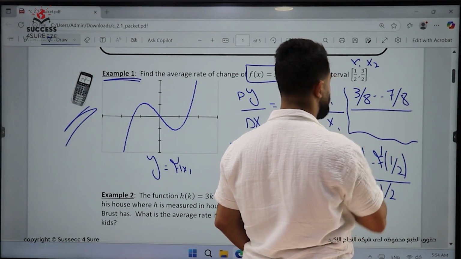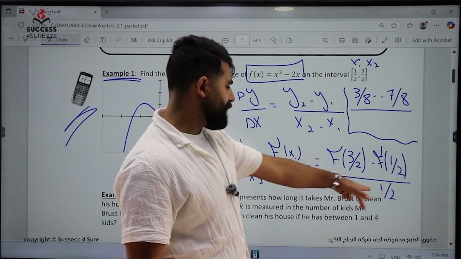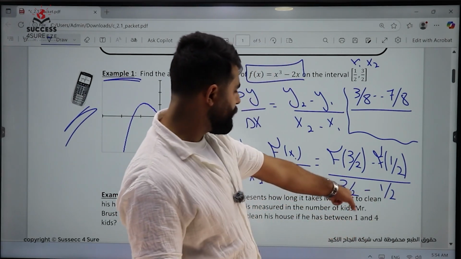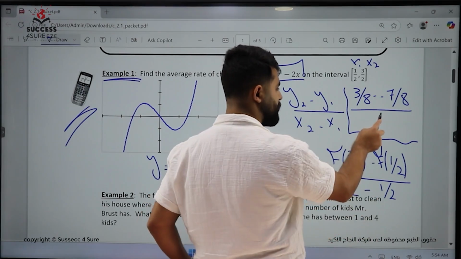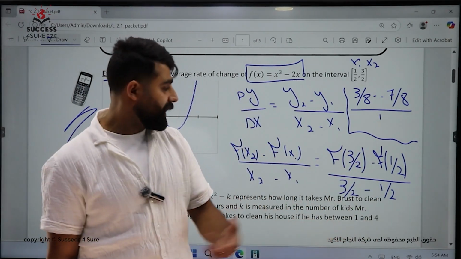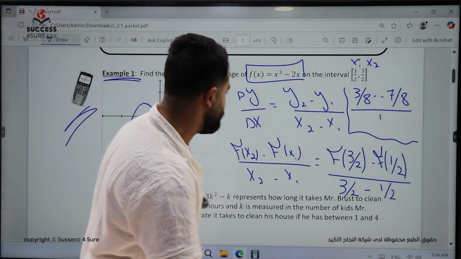That's divided by 3 over 2 minus 1 over 2. We have the same denominator, so you're talking about 3 minus 1, that's 2, so it's 2 over 2, which means it's 1. Or simply, 3 over 2 is 1.5 minus a half, that gives you 1, okay?